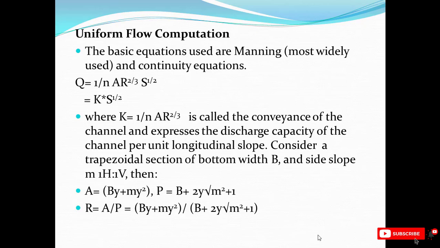Uniform flow computation. As we previously said, we have the Chezy and Manning equations. In this computation, we concentrate on the Manning equation to analyze flow parameters. We have A, R and P. We discussed these previously for the trapezoidal section. This is its formula.